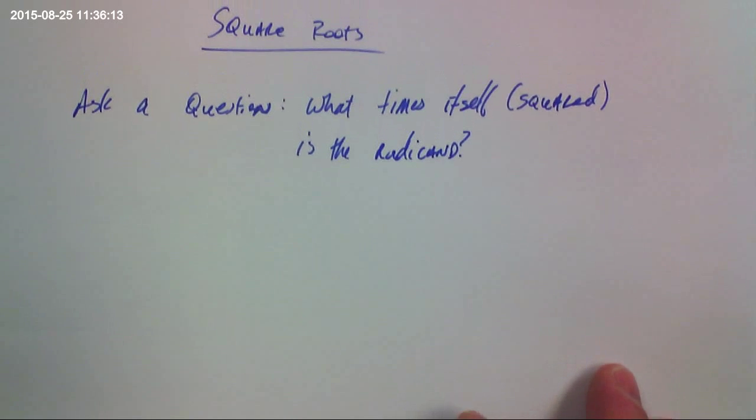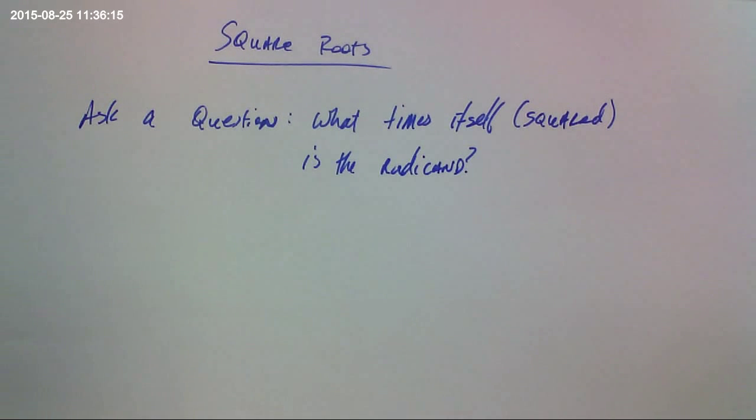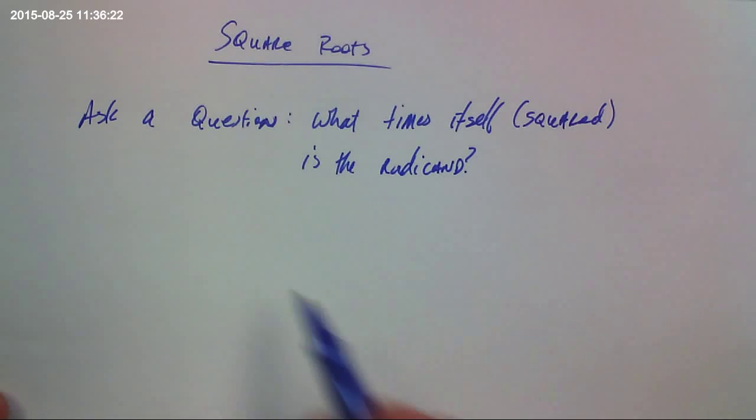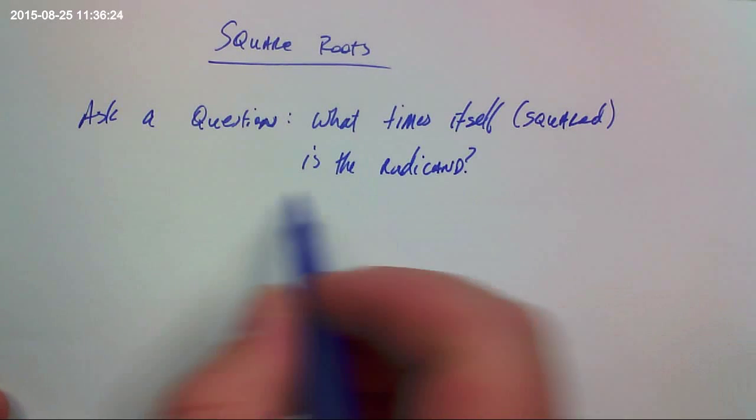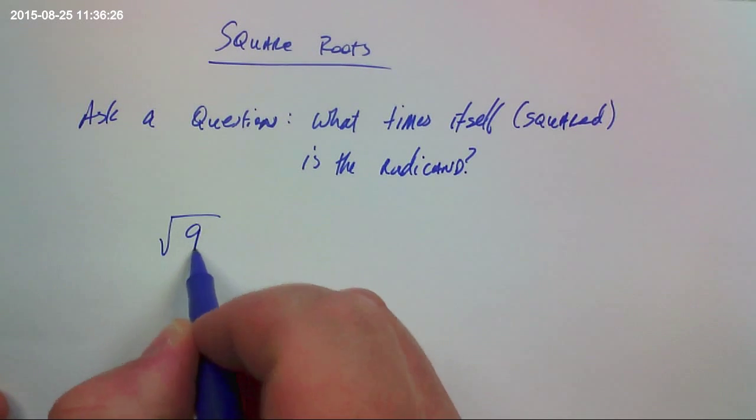Going to do a short video on square roots. The first thing you got to know is that square roots ask a question. They ask what number squared, so in other words, what number times itself, is the radicand, and the radicand is the number on the inside of the square root.